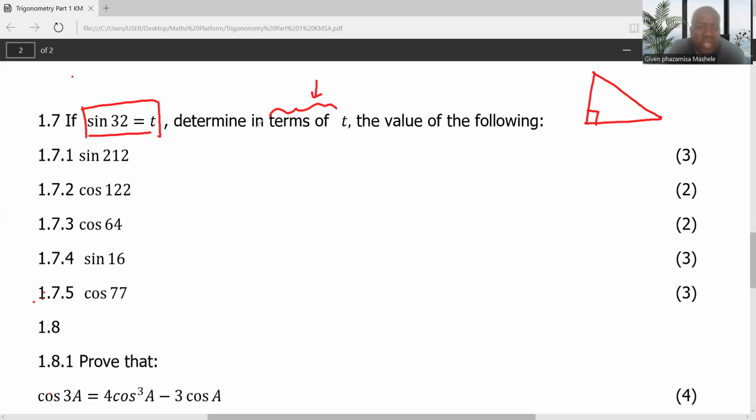So what are we going to do? Okay, fine. We know that sine 32 equals t. But sine is a ratio, which means this must be divided by 1. Sine is opposite over hypotenuse, which is the same as y over r. So we already know the value of y. y is t, and the value of r is 1. And we also know the angle. So I'm going to put the angle here as 32.